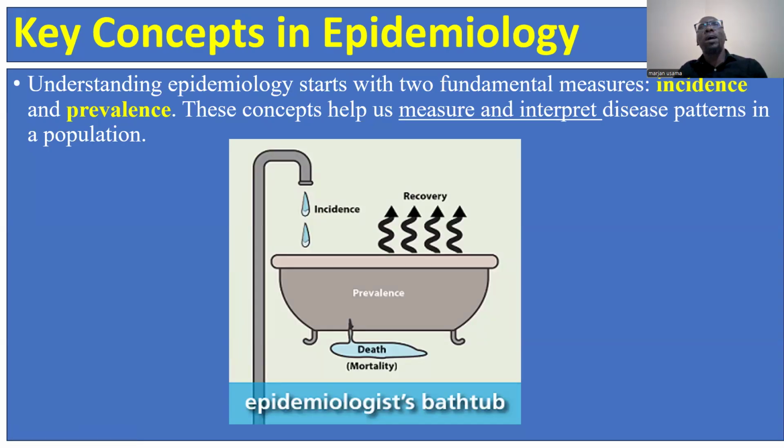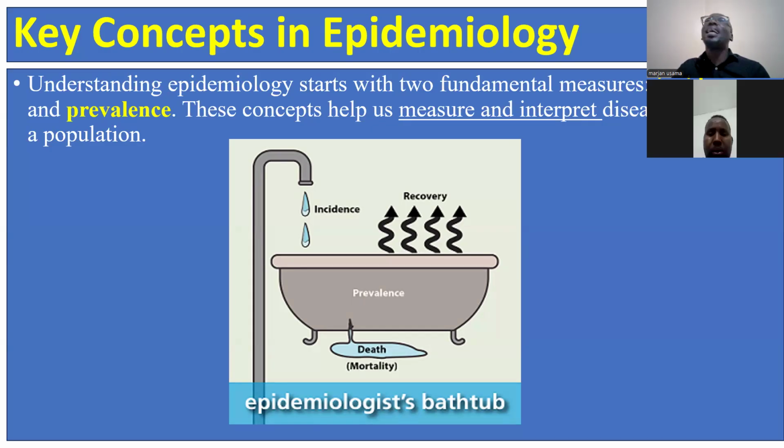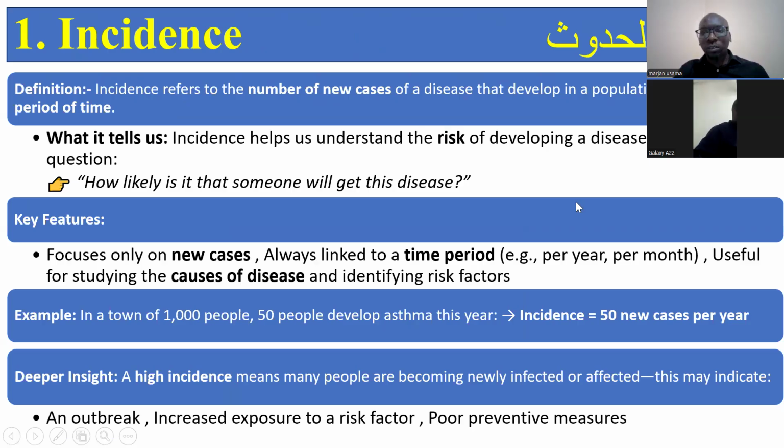And I know you have the background in epidemiology, there are two words that always occur. There are two words that are common in epidemiology. And these two words are incidence and prevalence. So these two words are very important when you're studying environmental epidemiology. Now let us start with the first one. So the first one is what? The first one is incidence.